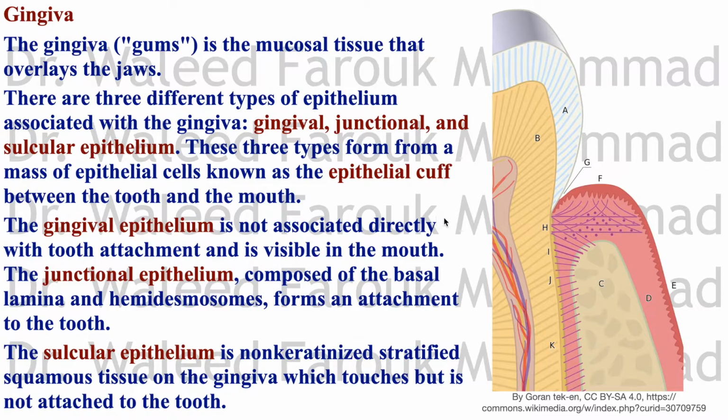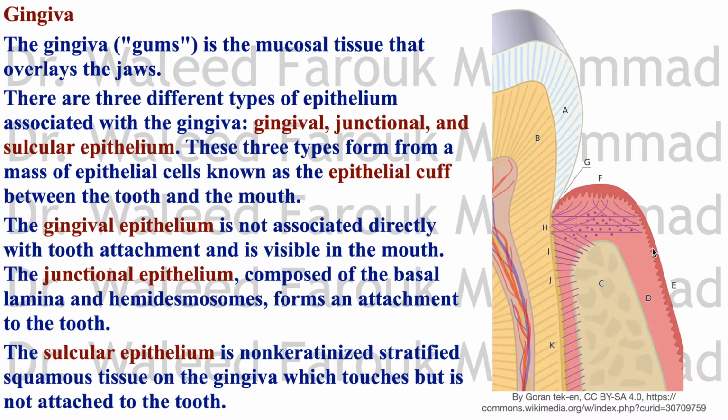Now the gingiva, or the gums, is visible inside the mouth. There are three different types of epithelium associated with the gingiva: the gingival epithelium, the sulcular epithelium on the top, and the junctional epithelium here. The gingival epithelium is associated with tooth attachment and is visible inside the mouth. It's covered by a layer of non-keratinized stratified squamous epithelium.